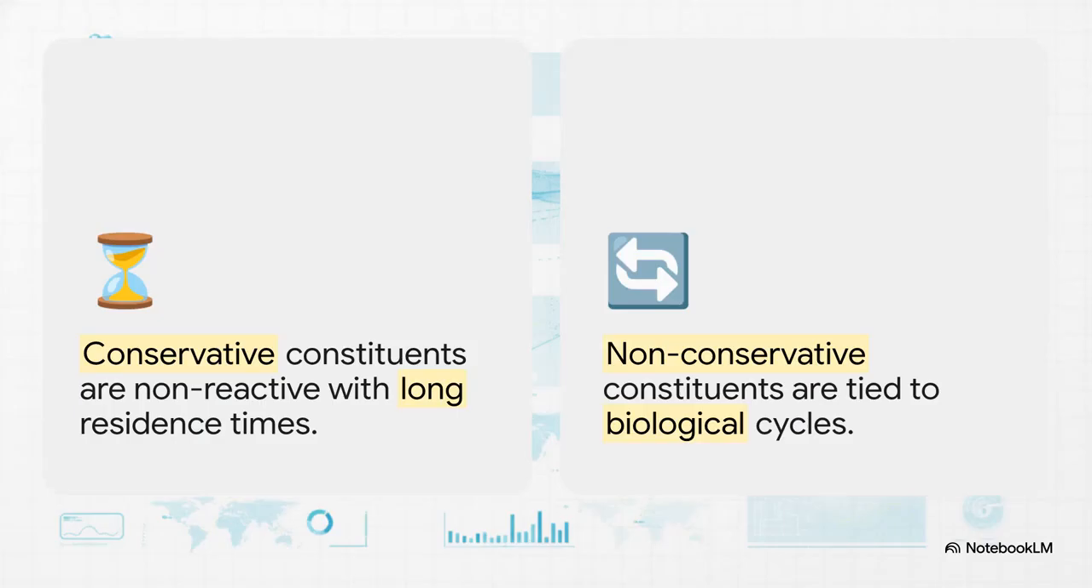Of course, this kind of consistency doesn't just happen by magic. It exists because these major ions are what we call conservative constituents. Basically, they're chemically non-reactive in seawater. This gives them staggering residence times, meaning they stay dissolved for literally millions of years before cycling out. That is a huge contrast to non-conservative constituents, things like oxygen, carbon dioxide, or nutrients like nitrogen and phosphorus. Those have residence times of way less than 1,000 years, simply because they're constantly being consumed and expelled by biological life cycles and seasonal shifts.